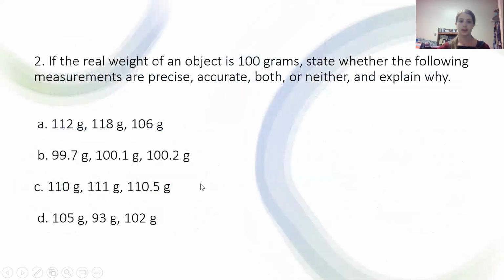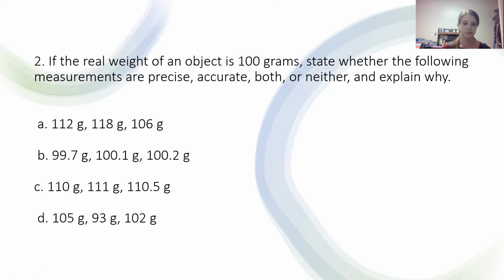Okay, so here's some practice. The real weight of the object is 100 grams and we've taken some measurements and we need to decide if they are precise, accurate, both, neither, and explain. So the first one, 112 grams, 118 grams, and 106 grams. They are not close together and they're not close to 100 grams. So that will be neither precise nor accurate.